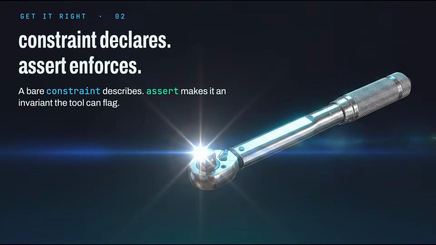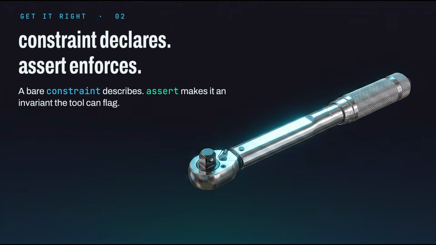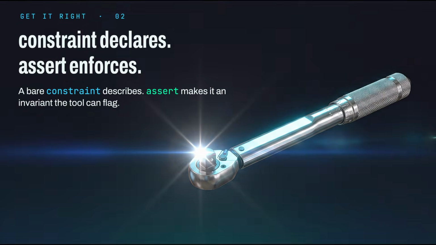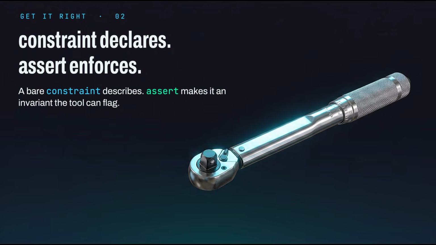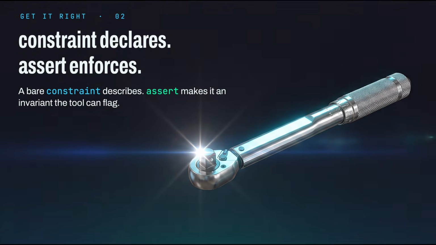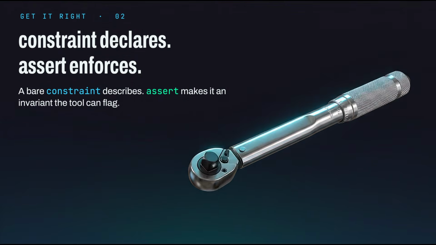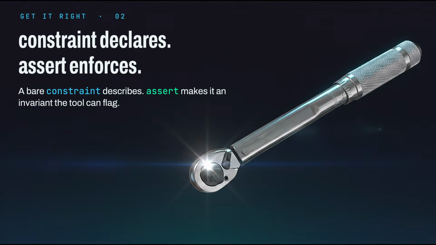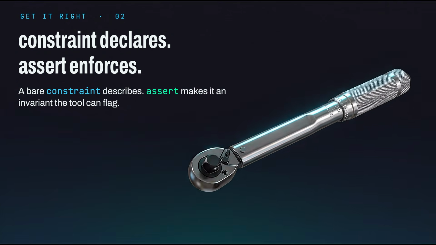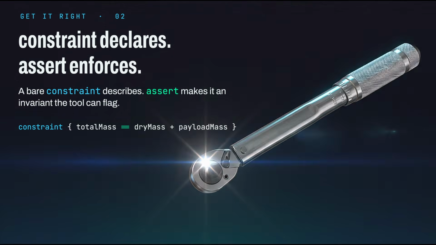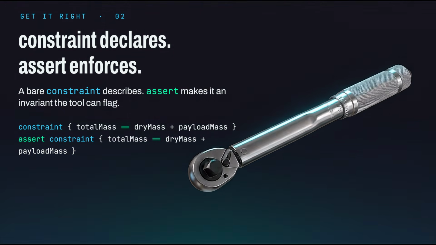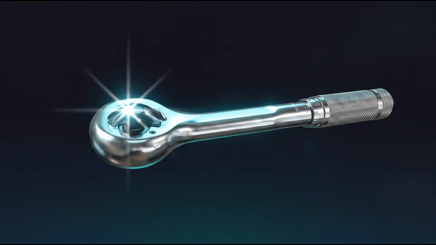Second, decide whether you are describing a relationship or requiring it to hold. A bare constraint declares a conditional relationship. It may evaluate to true or false for the values bound to it. An assert constraint, or simply assert, makes that relationship an invariant. If it evaluates to false, the model is inconsistent, and a SysML v2 tool can flag the violation. So this is a description, and this is a commitment. If you expect an invalid mass calculation to trigger a validation failure, use the assertion.